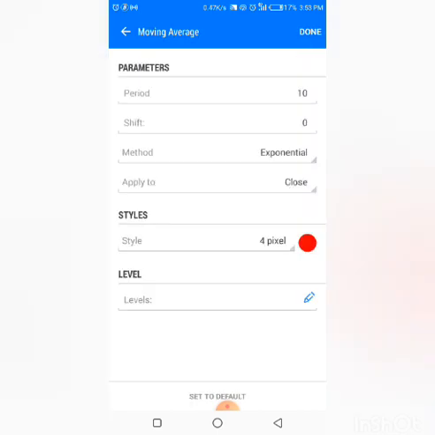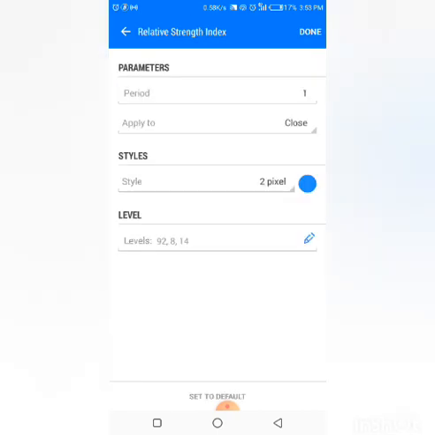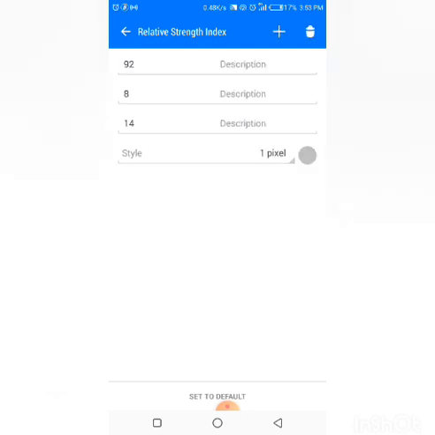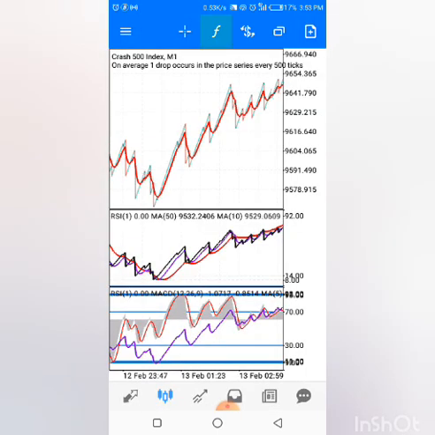For our main chart, moving average period 10, shift 0, method is exponential, apply to close. Style is 4 pixels, I'm using color red. That one is for our main chart. Then I'm using RSI period 1, apply to close. Style is 2 pixels, I'm using this color. Then levels should be 92, 8 and 14. That is the first RSI.